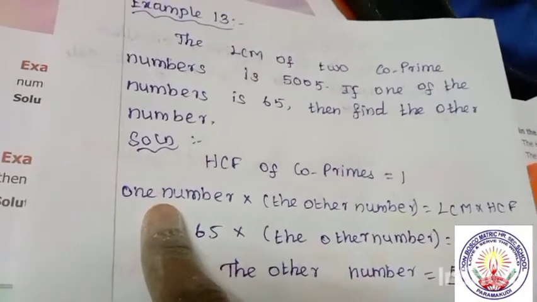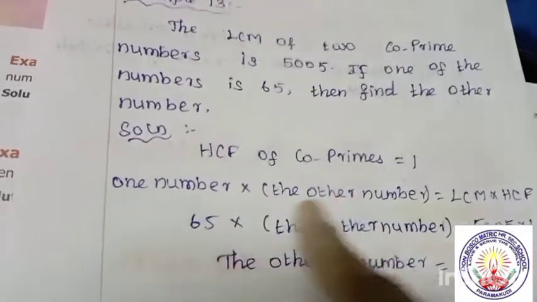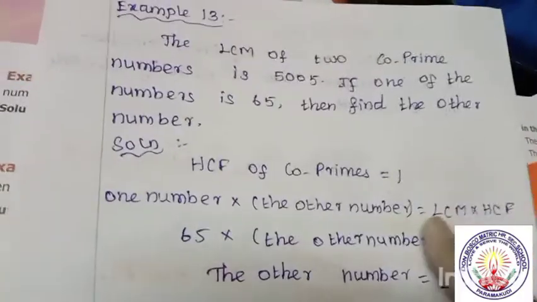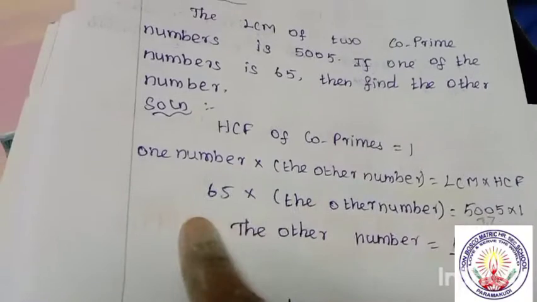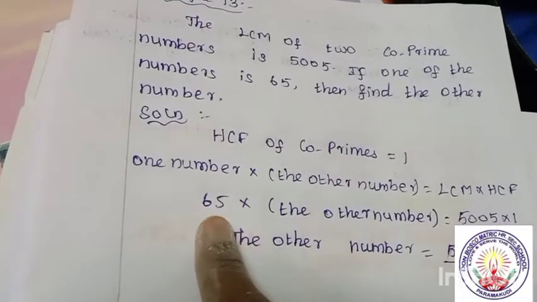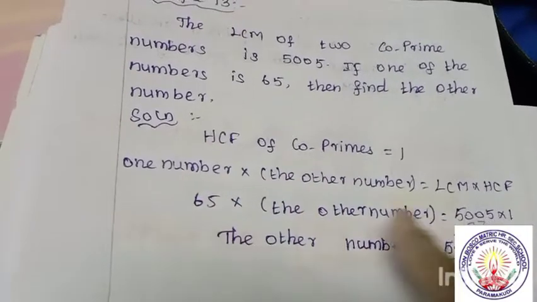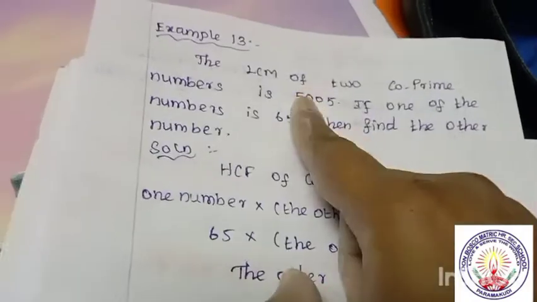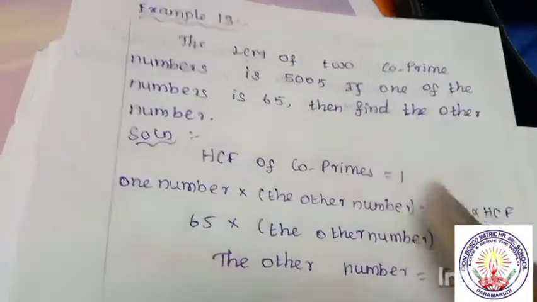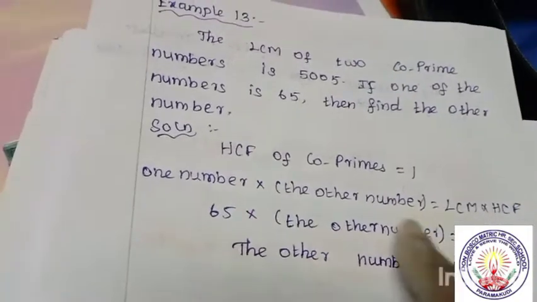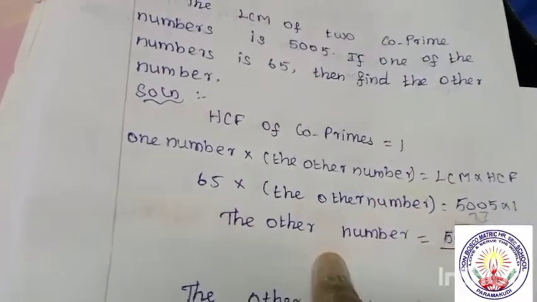So what is the formula? One number multiplied by the other number is equal to LCM into HCF. So one number we already know, that is 65, into the other number is equal to 5005 LCM, and HCF we know, that is 1. We need only the other number.